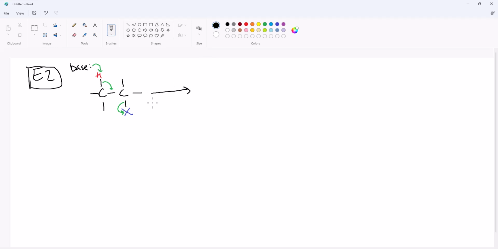What we see is we lose H-base, and I'll just call this a plus charge. Again, it depends on the charge of the base. And we lose X minus, and our net result is the same. We end up with the alkene.